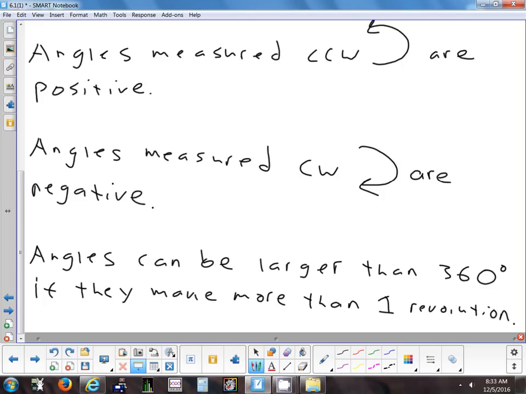I already mentioned this idea to you that angles can be larger than 360, and that just means you have more than one revolution. And I should say they could also be smaller than negative 360, which means you have more than one revolution in the clockwise direction.